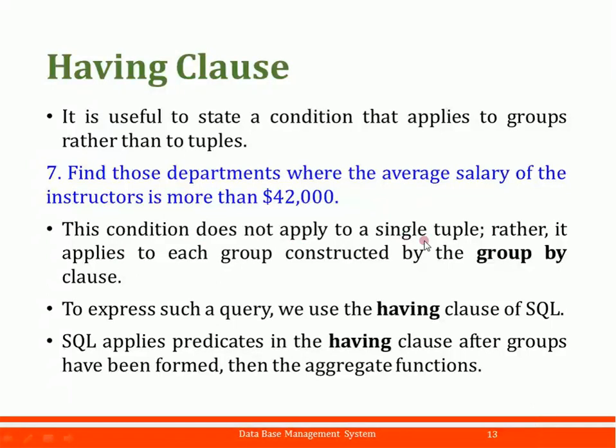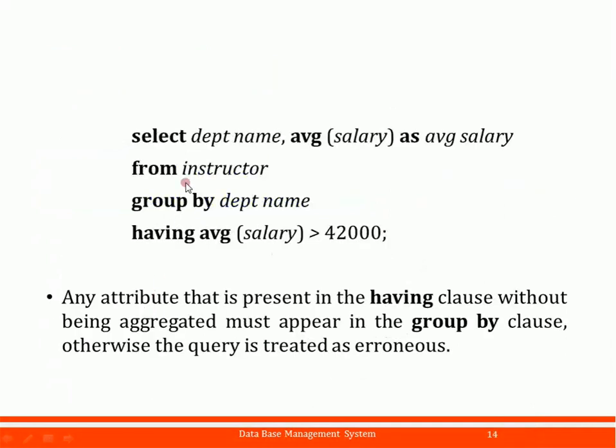This condition does not apply to a single tuple; rather, it applies to each group constructed by the group by clause. First you group the tuples based on the department, and after doing that you list only the groups which satisfy the condition of salary greater than 42,000, and after that the aggregate function is applied. First is group by, then the having clause condition on each of these groups, and finally the aggregate function on each of these groups. So you have to perform all these three activities in a particular sequence.